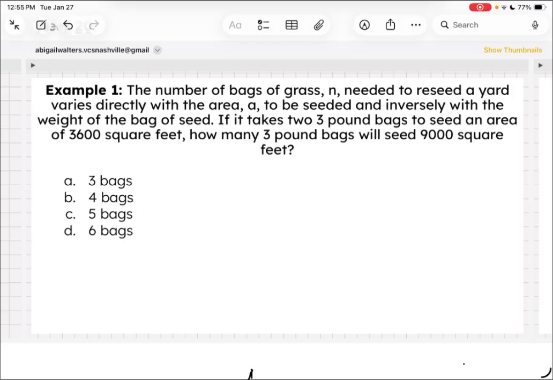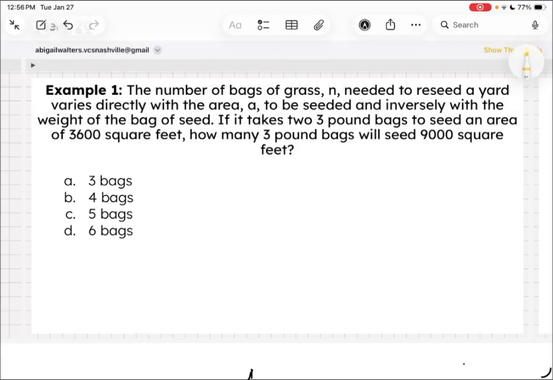Okay, so it says the number of bags of grass seed N needed to reseed a yard varies directly with the area A to be seeded and inversely with the weight of the bag of seed. If it takes 2 3-pound bags to seed an area of 3,600 square feet, how many 3-pound bags will seed 9,000 square feet? Okay, so there's a lot going on there. So let's go back and write down, let's highlight some keywords here.